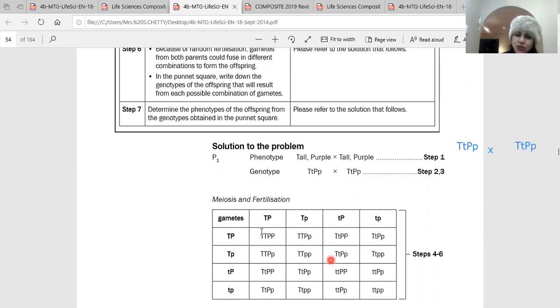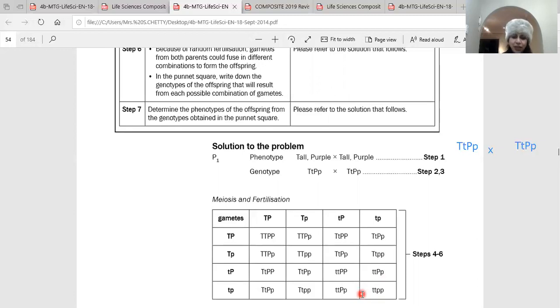Once you finish this, you would realize that you get the phenotypic ratio 9:3:3:1. Remember, there are 16. 9 out of the 16 would have both the dominant characteristics, that is, both tall and purple. Look at this: 1 tall and purple, 2 tall and purple, 3, 4, 5, 6, 7, 8 tall and purple, 9 tall and purple. So you got 9 with both the dominant.